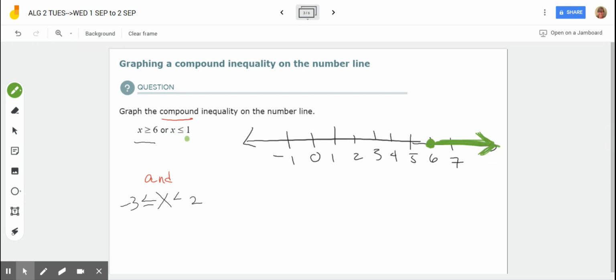Or x is less than or equal to 1. Find 1. It can be equal. It's a solid dot. And less than. Name a number less than 1. 0. And there you go.